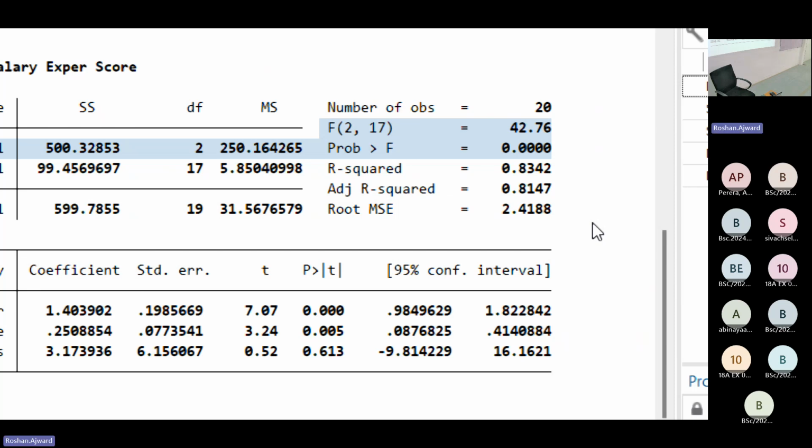Now tell me, by looking at the F test, what's the probability value of the F test? 0.0000, which is very small. Is it less than 0.05? Indeed, yes. It's even less than 0.01. Is it good? Yes. We were expecting this value to be always less than 0.05. So the conclusion is, because the sig value or p value is less than 0.05, we conclude that the overall model is valid.